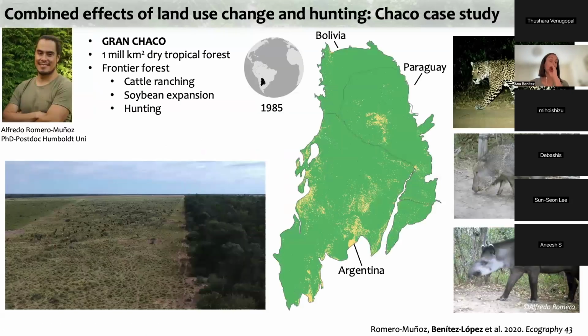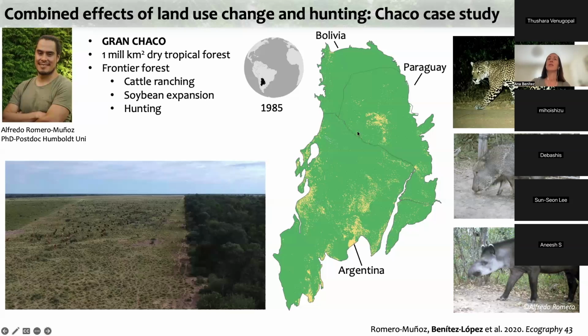This is another work that we conducted in the Gran Chaco together with Alfredo. He did his PhD in this area. He's from Bolivia, so it's the country over here. And the Gran Chaco is a very nice case study because it's a frontier forest where there's rampant deforestation driven by cattle ranching and soybean expansion, and there's also retaliatory killing of jaguars because they attack the cattle, but there's also subsistence hunting. So Alfredo came to me to see how we could integrate my models into this analysis he was conducting.